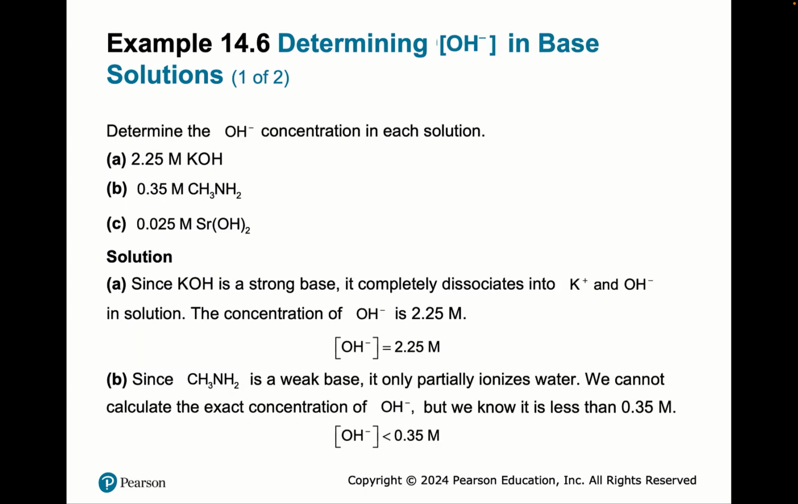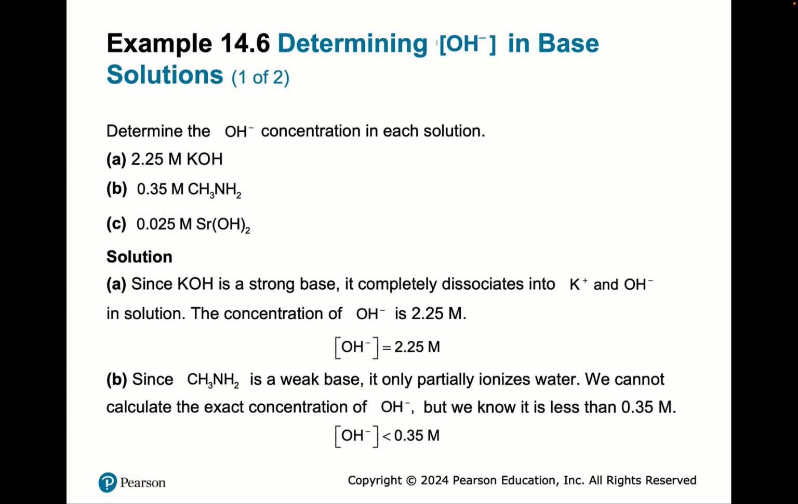So same thing with the base. We have 2.25 molar potassium hydroxide, 0.35 molar methylamine, and 0.025 molar strontium hydroxide. The strong bases are a little easier. It's just the alkali and alkaline earth hydroxides. Everything else is a weak base.